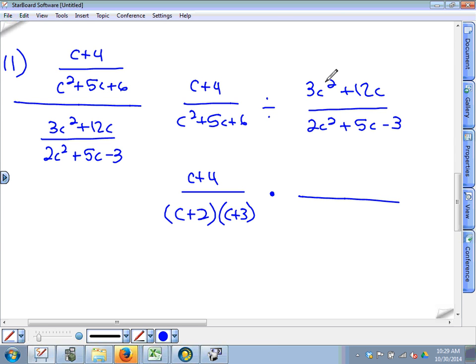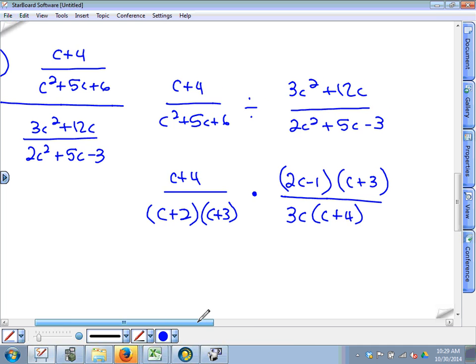Now this 3c squared plus 12c moves down to the bottom, and you factor out a 3c, and that leaves c plus 4. Yeah? And then this one right here, the 2c squared plus 5c minus 3, that moves up to the top and factors into 2c minus 1 times c plus 3.